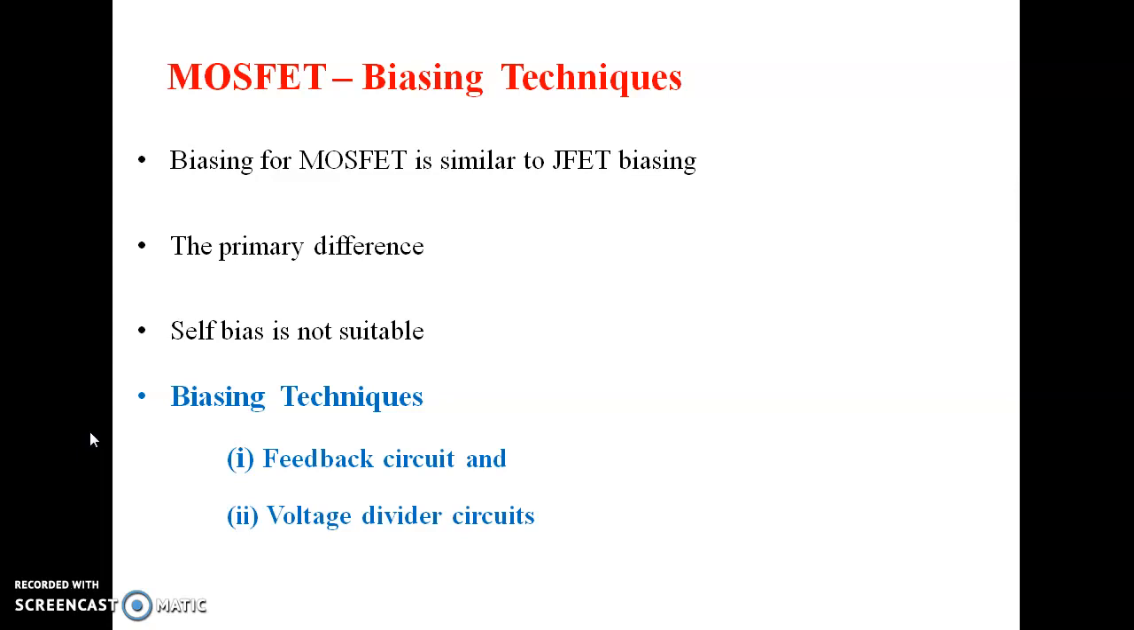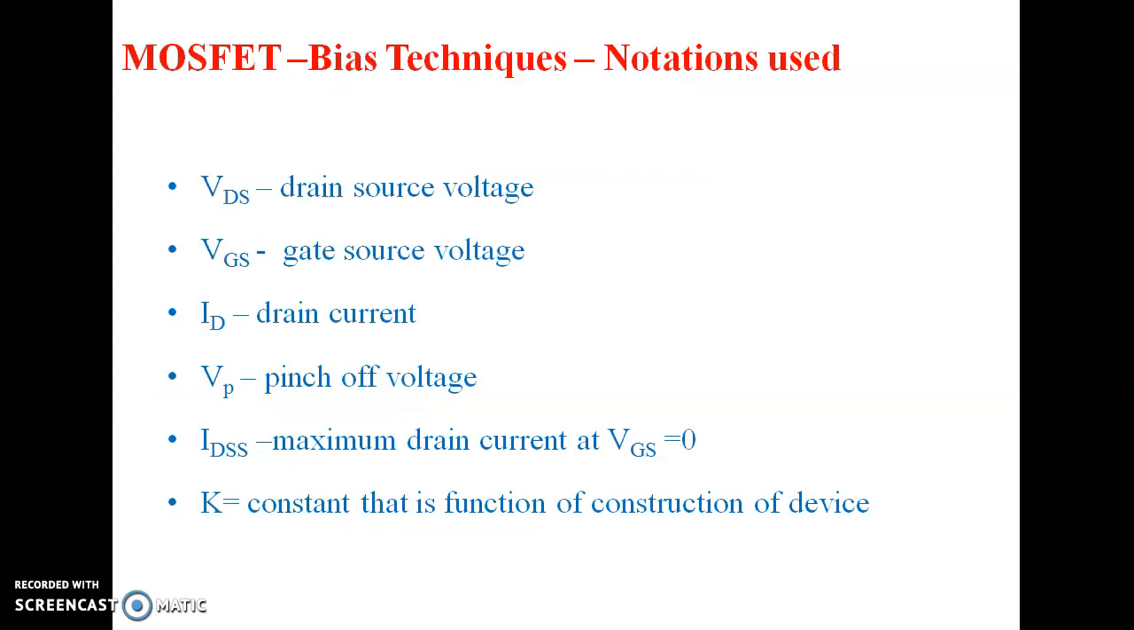So to have positive values of VGS for N channel and negative values of VGS for the P channel, self bias is unsuitable. That's why we can go for another biasing technique called the feedback circuit and the voltage divider biasing circuit. So let us go for the feedback circuit.